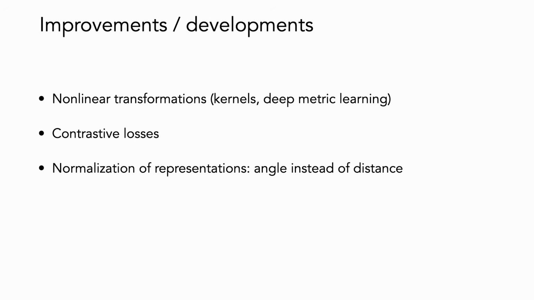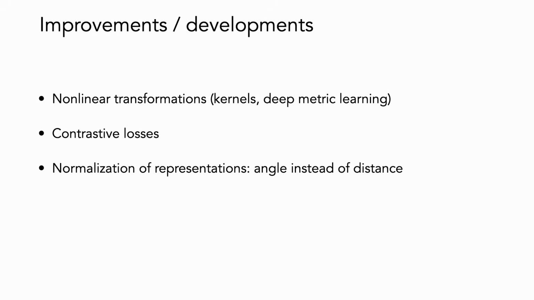There are a lot of improvements and developments on top of this that you can do. So one thing is you can think about looking at nonlinear transformations. So instead of only learning a linear projection W, you can think about doing things like deep metric learning, where you're explicitly learning some sort of neural network that would map into a space that keeps things similar that we want similar and dissimilar that we want dissimilar. We've introduced these concepts of different types of contrastive losses. We'll get into those a little bit more.